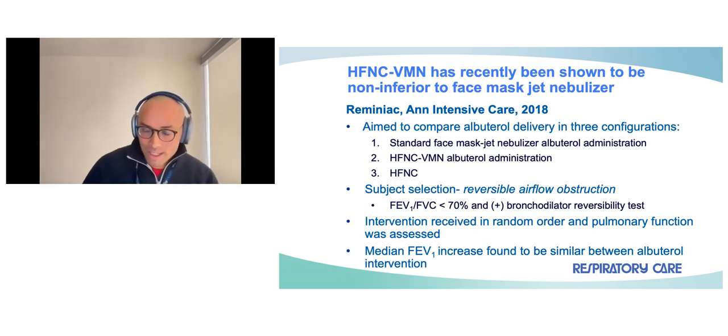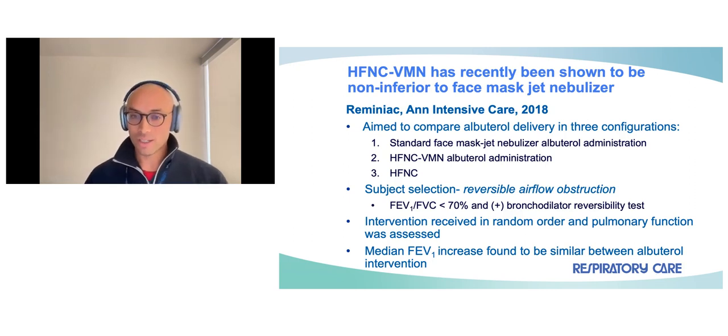So they gave the interventions in random order, and they assessed pulmonary function afterwards. And they found that the FEV1 increase post-albuterol for any of the given albuterol interventions was similar, suggesting, as the authors inferred, that high flow with vibrating mesh nebulizer is not worse than, or is comparable to, standard face mask jet nebulizer.